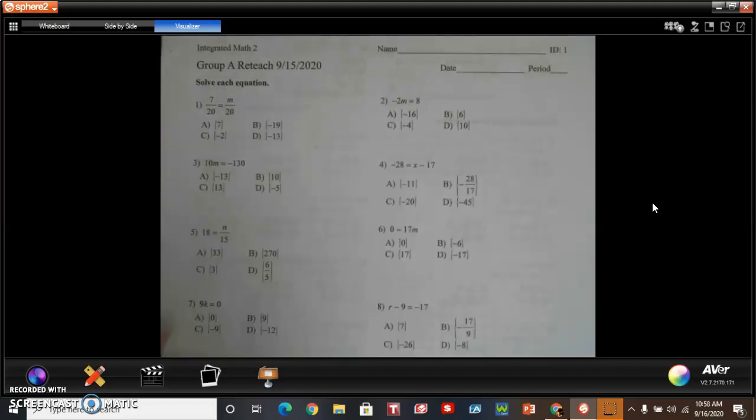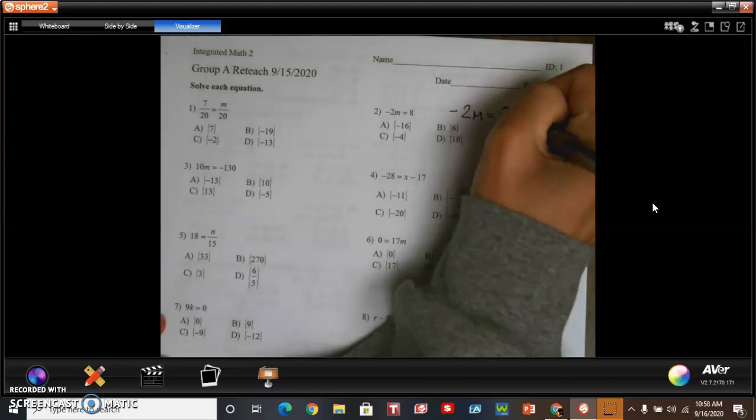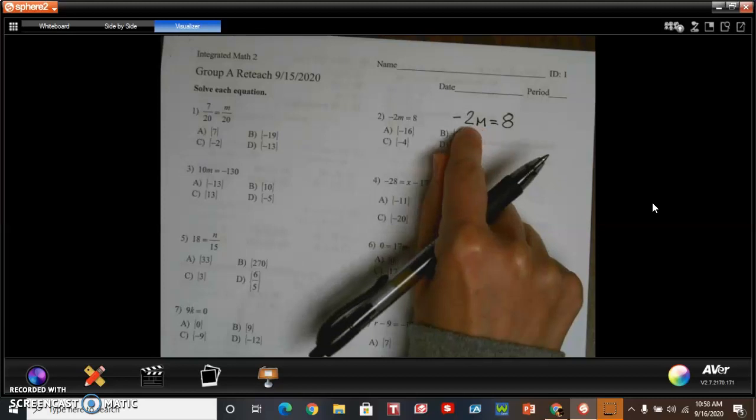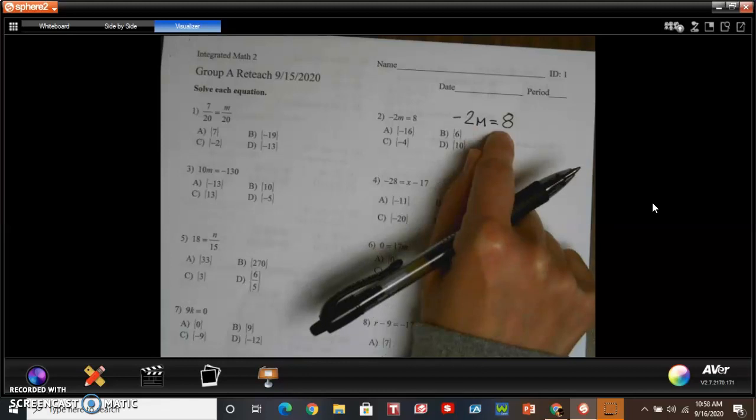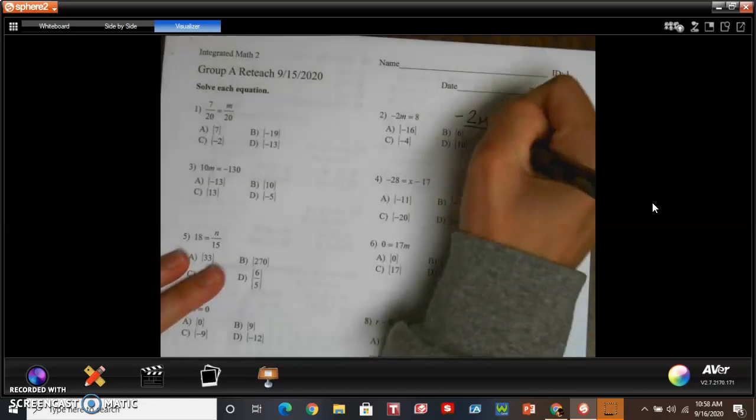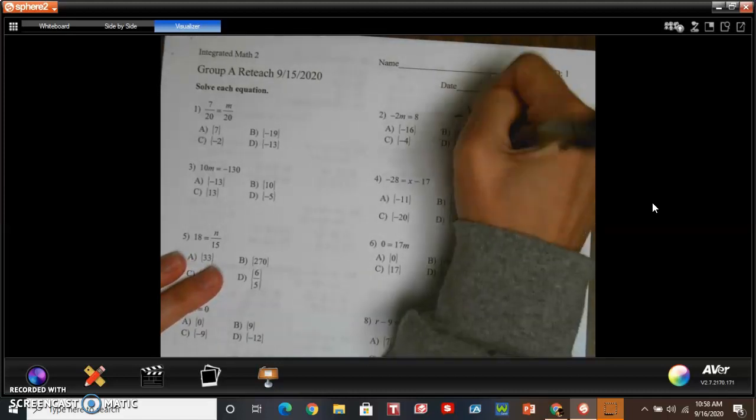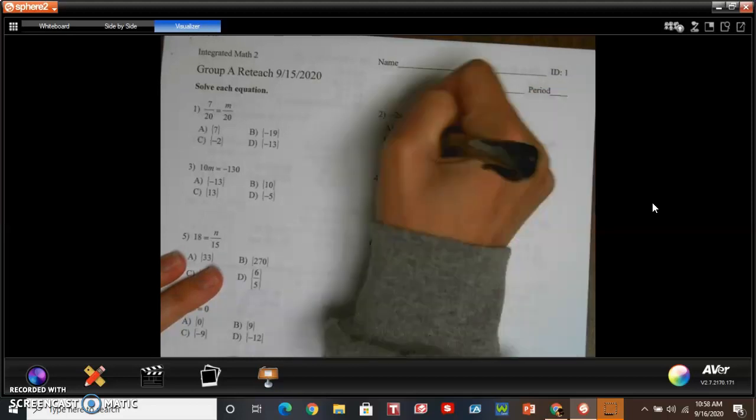Let's start with number 2. Number 2 says negative 2m equals 8. Now solving an equation means we want to get that variable, the letter m, by itself. So we need to see what is happening to m. Well, with the number negative 2 written right next to it, that means multiplication is happening. So the opposite of multiplication is division. So we're going to divide by negative 2. And whatever you do to one side, you must do to the other. Now this goes away, and we have m is equal to negative 4.